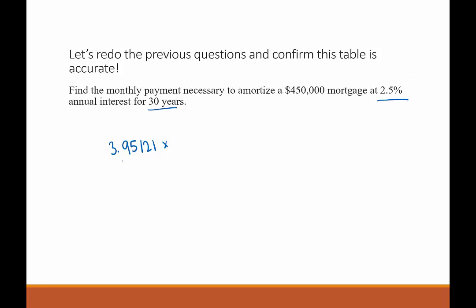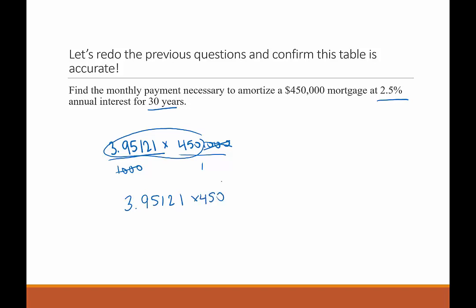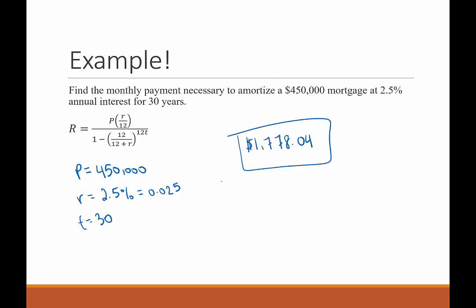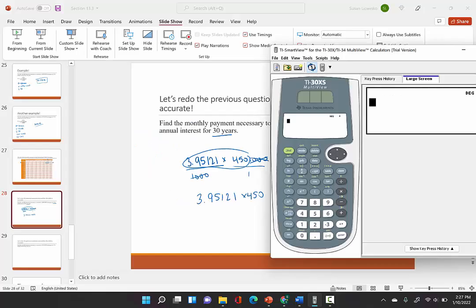So this is per 1,000, but my mortgage in this example is $450,000. I don't really want to put this in the calculator. I'm very likely to make mistakes. I see I can divide this by 1,000 and I can divide this by 1,000. So really, I'm just doing this calculation if I simplify: 3.95121 times 450. Let's see if that matches what we got in our first example. Looking back, I see we did have $1,778.04.